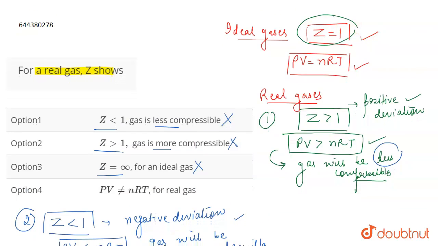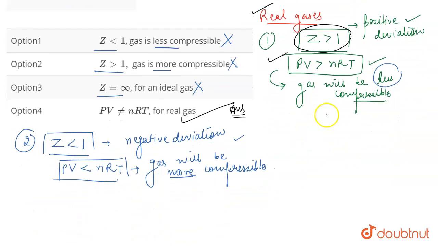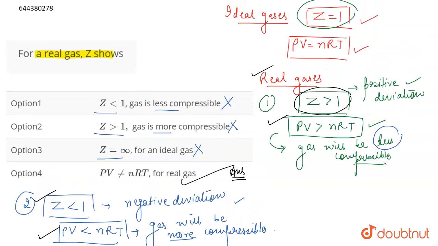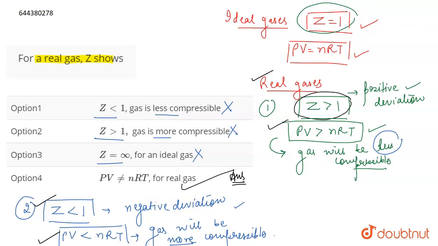The next option is that PV is not equal to nRT for real gases. This is going to be correct, because in the case of real gases, either Z is greater than 1, which means PV is greater than nRT, or Z is less than 1, which means PV is less than nRT. PV is equal to nRT only in the case of ideal gases, not for real gases. Therefore, the correct answer is option 4. That's all for the question.